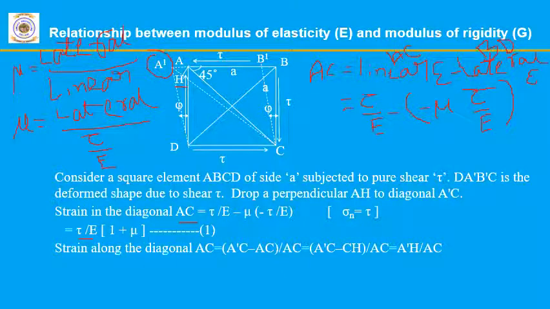A1H is the change in length, whereas original length is HC. Therefore, change in length is A1H divided by HC. But we know this length HC is same as AC. Therefore, in place of HC, we are writing AC. So change in length is A dash H or A1H divided by AC. So A dash H divided by AC represents the strain along the diagonal AC.